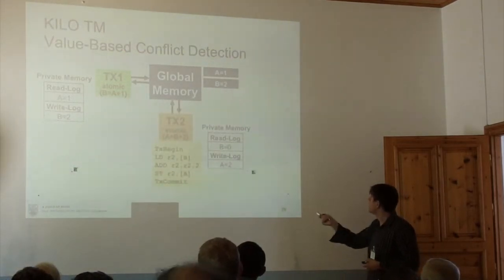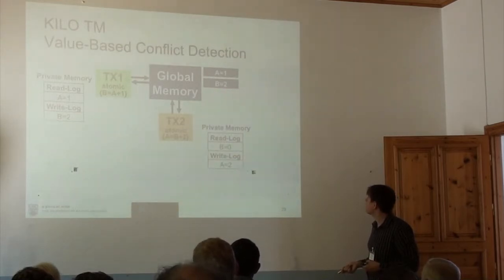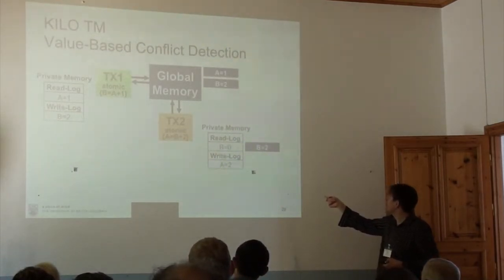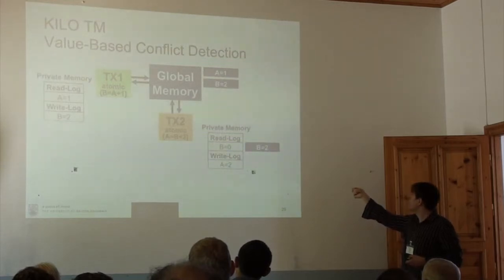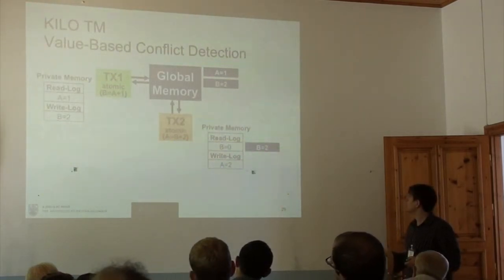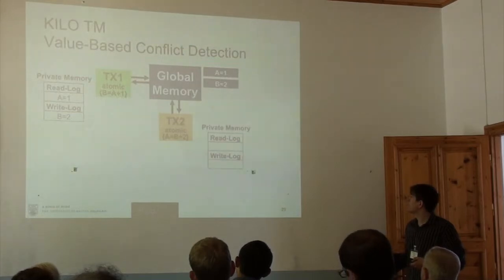So here's another transaction that can be executing in parallel, doing slightly different computation. It saw the original value of B is equal to 0. In this case, when it goes to commit, it sees a different value for B, and so it knows there's a conflict and it'll have to re-execute.